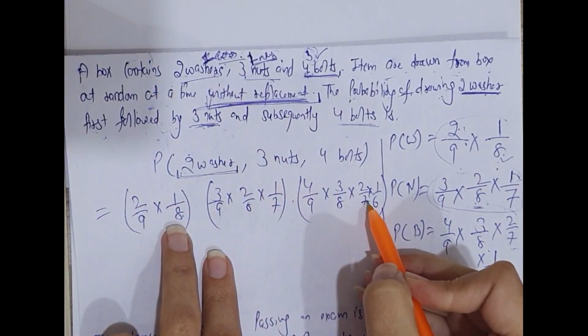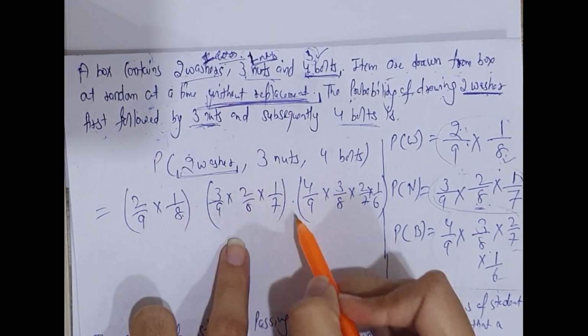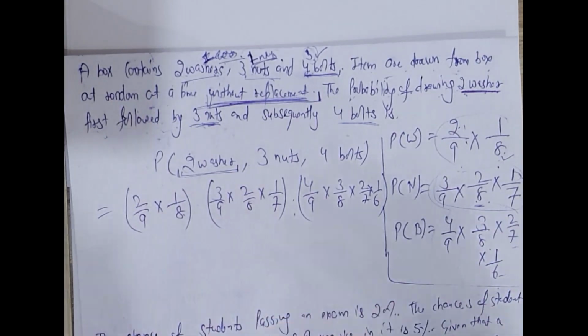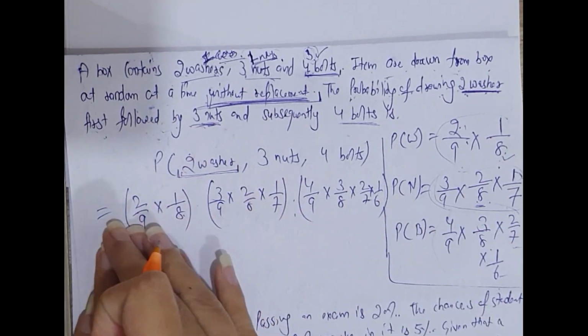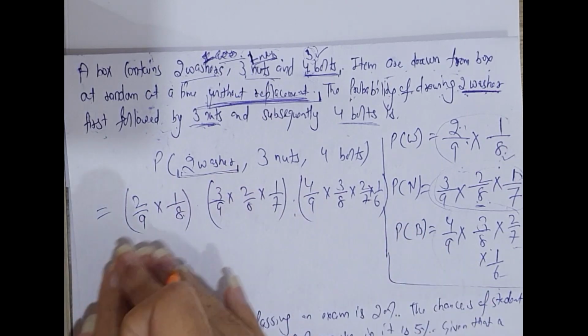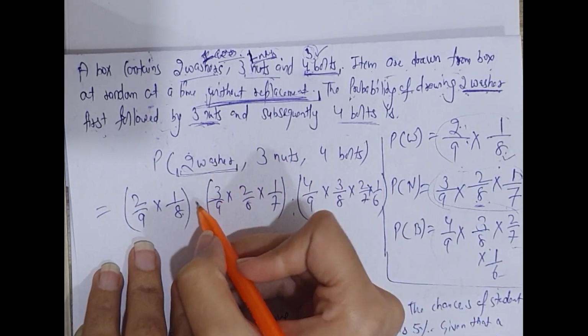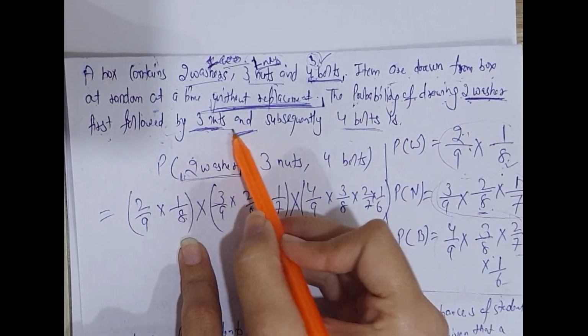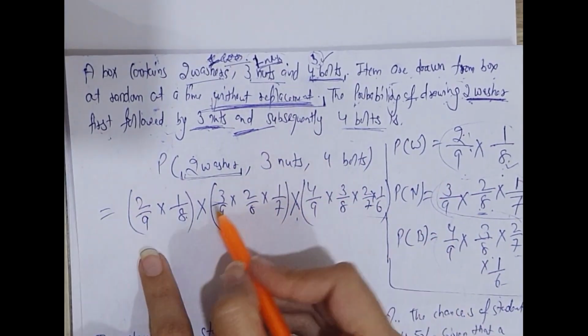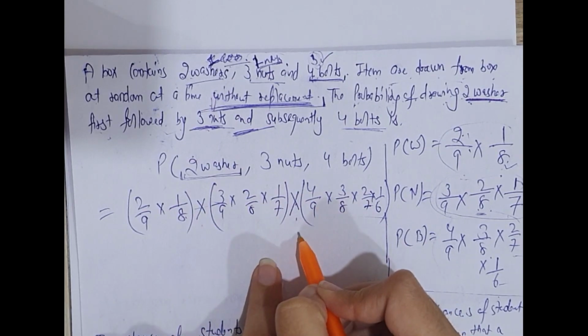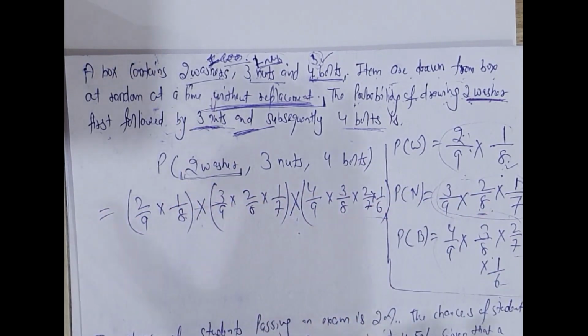These are not cases. When they are cases, we put plus. But they are saying they are drawing one after another. These are not cases. They are conditions that they are drawing it one after another. So they are saying 2 washers, 3 nuts and 4 bolts that we are drawing. So when these are cases, then we put plus between that. These are not cases, these are conditions.